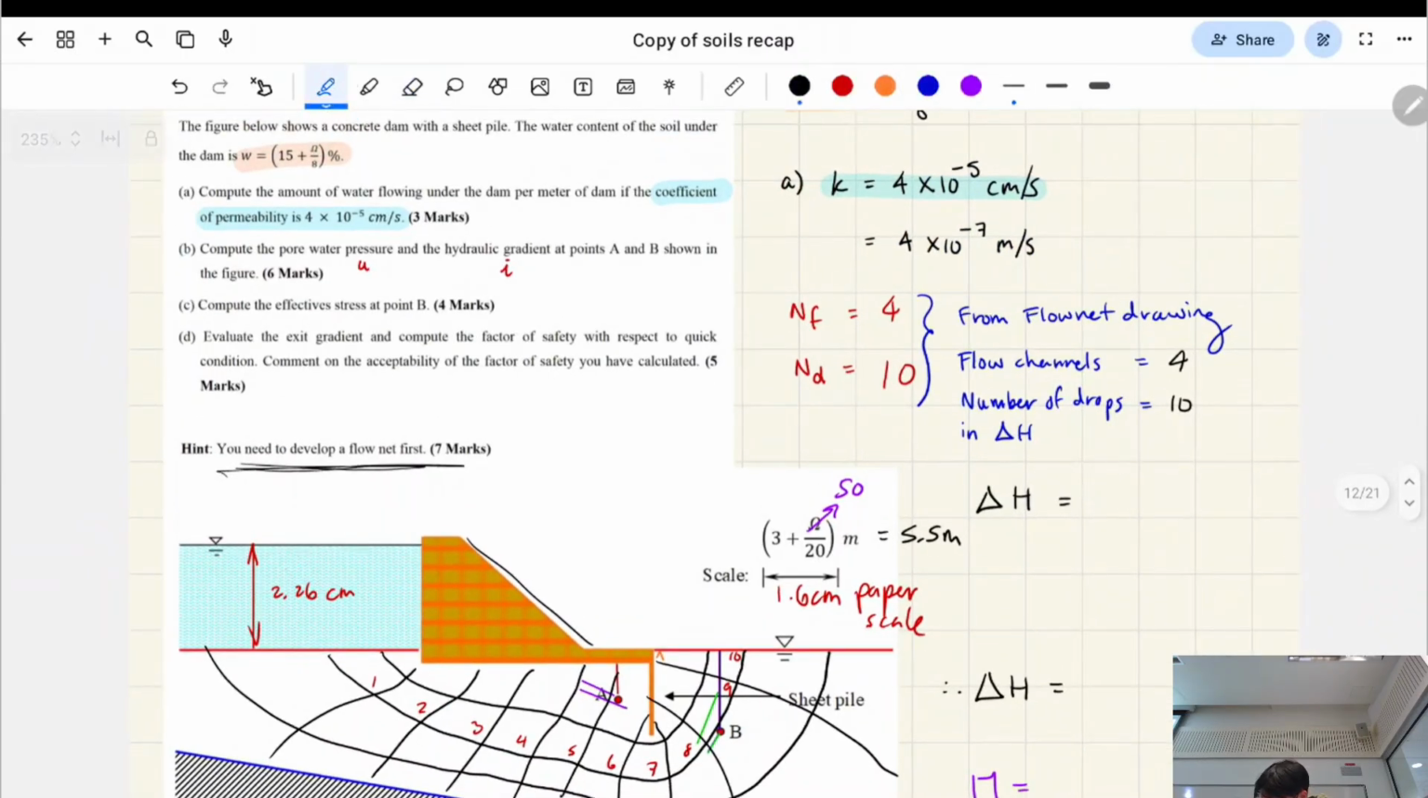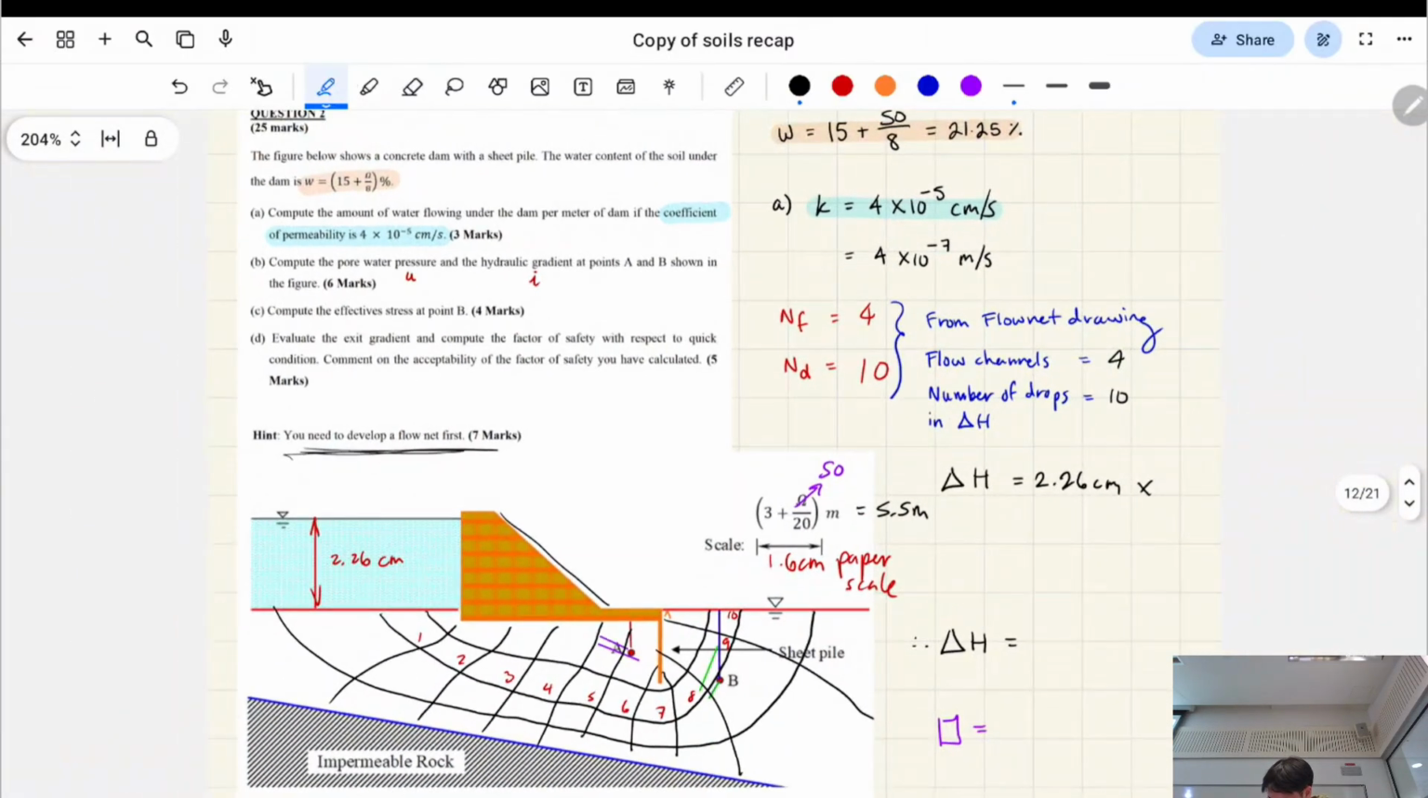Okay, basically what we measured was 2.26 centimeters, right? That's what we measured here on the left. And we're going to use something to convert it from our centimeter scale to our meter scale, right? So we're going to multiply it by our new units, 5.5 meters, and divide it by the old units, which is 1.6 centimeters, okay? So that's our way to convert from centimeters to meters and scale it by an appropriate amount.